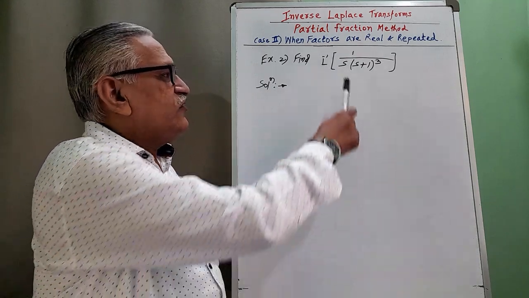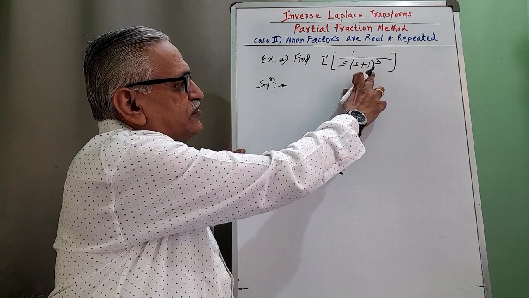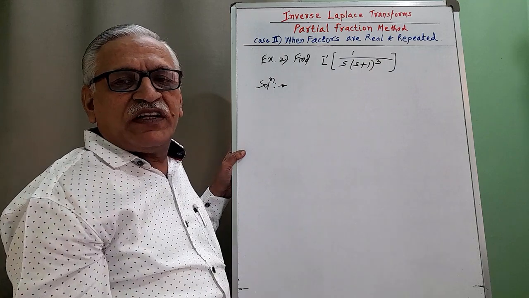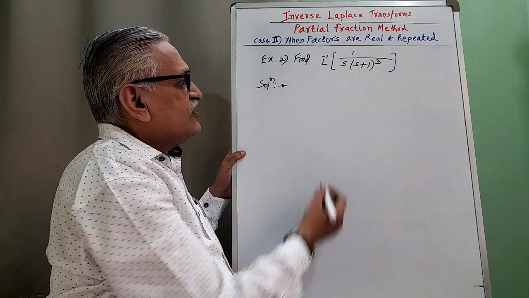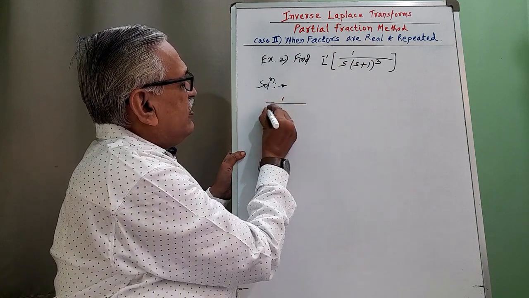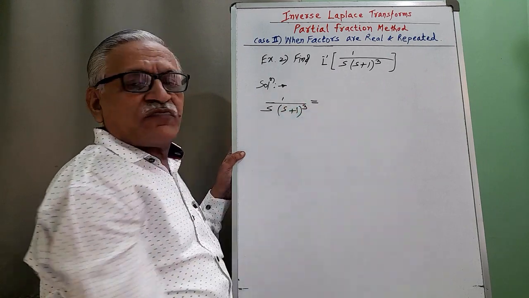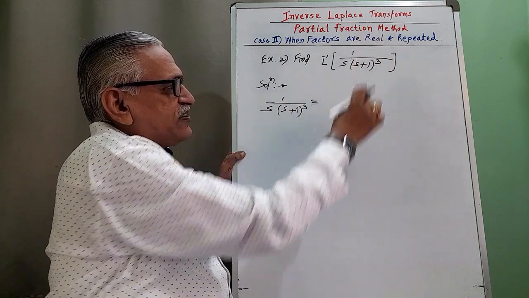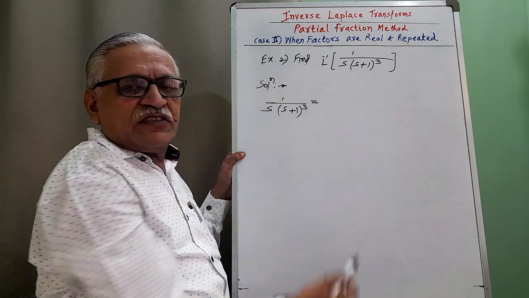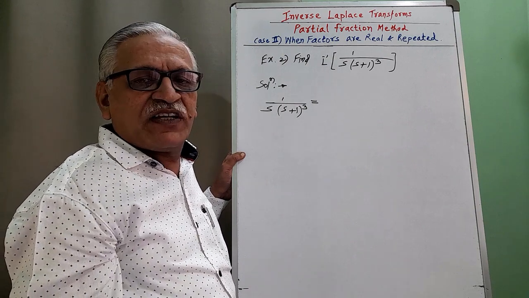Second example, find the inverse Laplace of 1 upon s into s plus 1 whole cube. Here it is a product of two terms. The first one is non-repeated, and s plus 1 whole cube means it is repeated 3 times, and therefore using this technique we get that 1 upon s into s plus 1 whole cube is equal to the following. Here it is a proper fraction. Proper fraction means the degree of the numerator is 0 and the degree of the denominator is 4. 0 less than 4 means it is a proper fraction, and as it is a proper fraction we can apply the partial fraction technique.